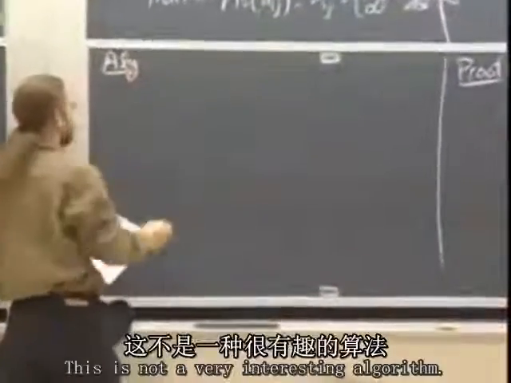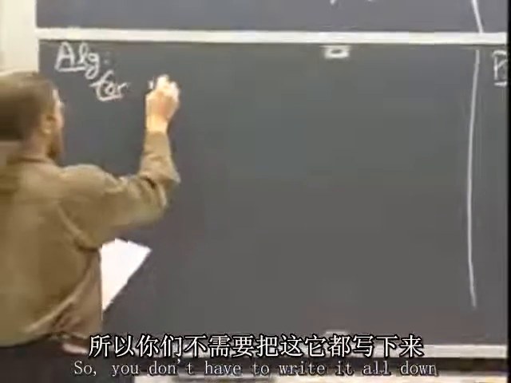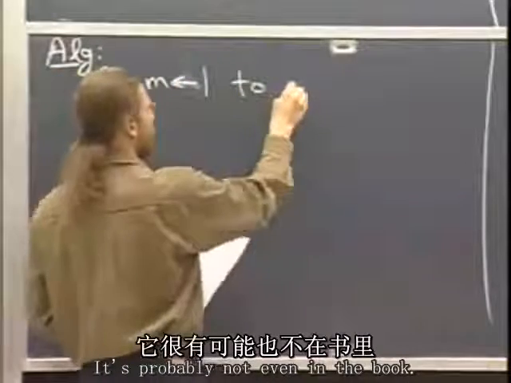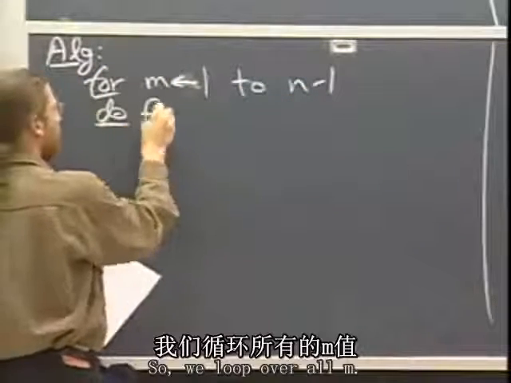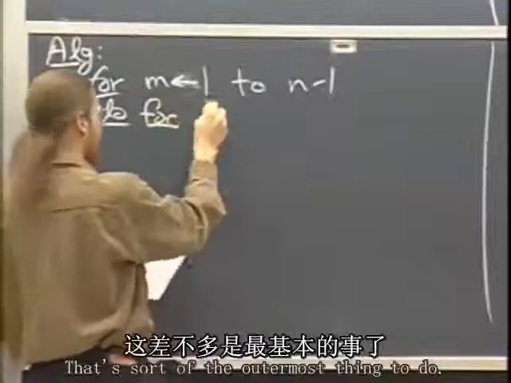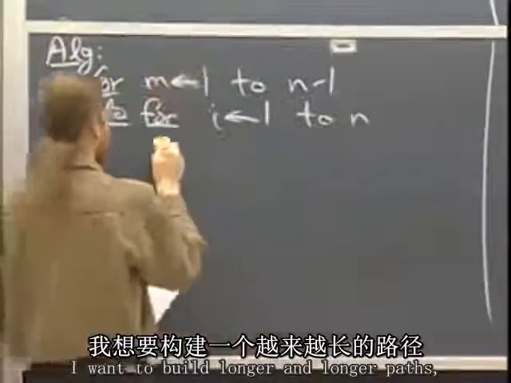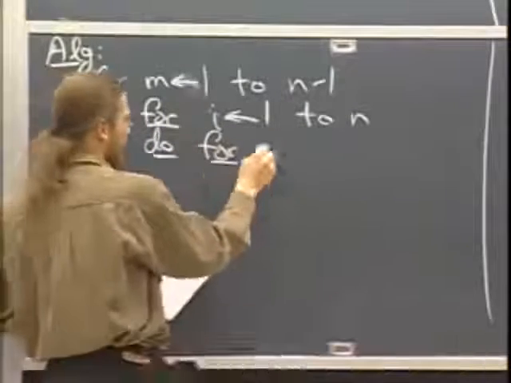This is not a very interesting algorithm, so you don't have to write it all down if you don't feel like it. It's probably not even in the book. This is just an intermediate step. So we loop over all m. That's sort of the outermost thing to do. We want to build longer and longer paths. And this vaguely corresponds to Bellman-Ford, although it's actually worse than Bellman-Ford. Hey, what the heck?